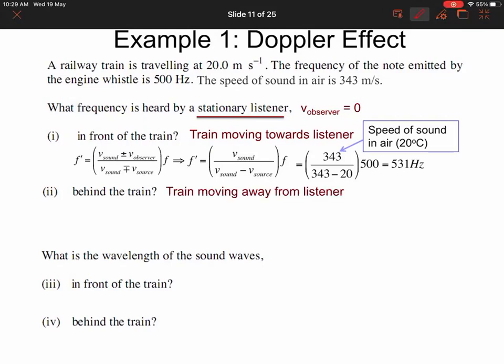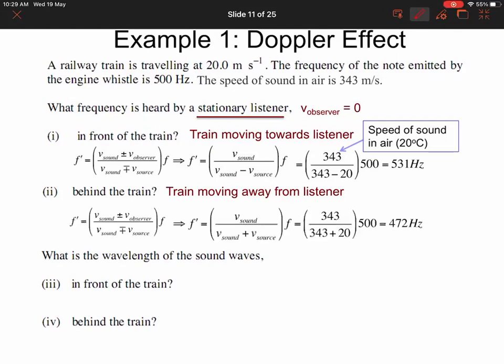Behind the train, so the train is now moving away from the listener, so that means the frequency observed by the listener should decrease, in which case the Doppler equation becomes V sound over V sound plus V source. Again, the listener is stationary, so V observer is equal to zero. So this one.